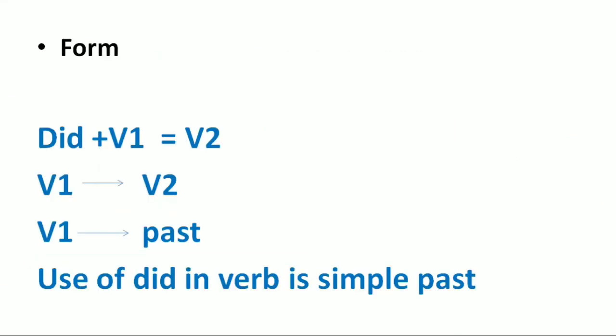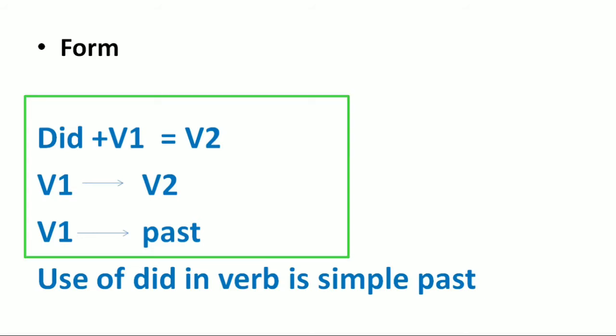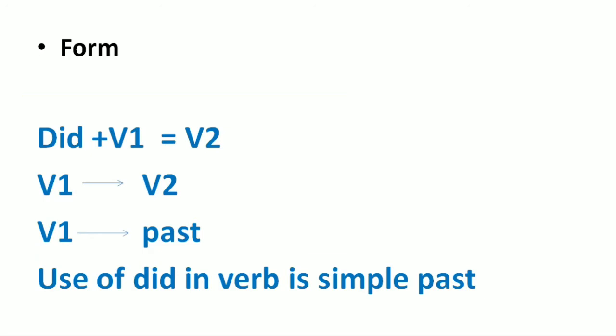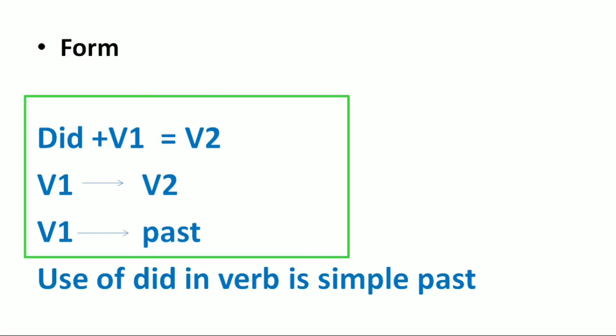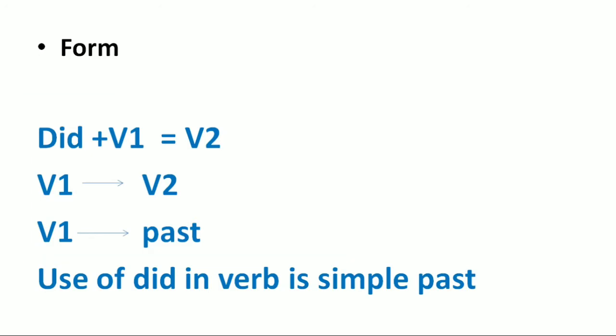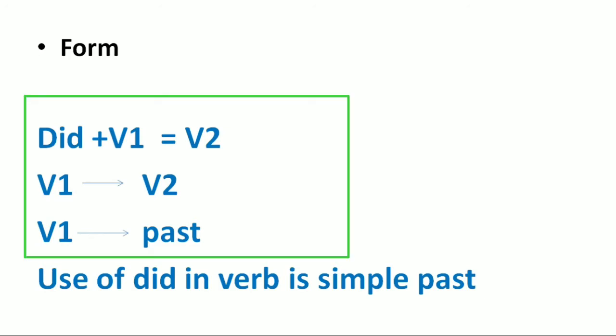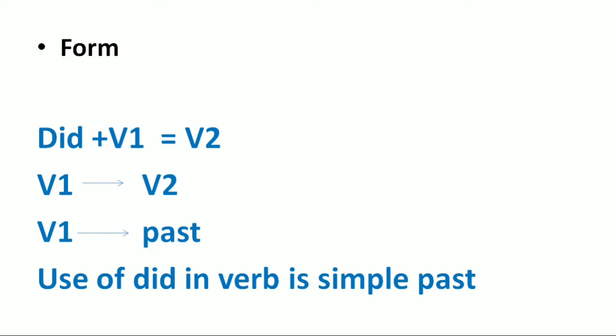Then, as I told you, we can see the form of simple past tense, how simple past tense is formed. It is formed using auxiliary did plus V1. So it becomes V2. That means V1 directly becomes the V2 form, that means past action. The V2 form of the verb is used in simple past action or simple past tense. Use of did in the verb is simple past.